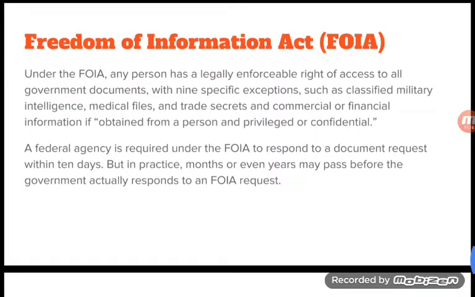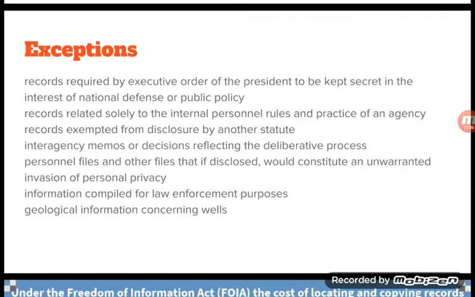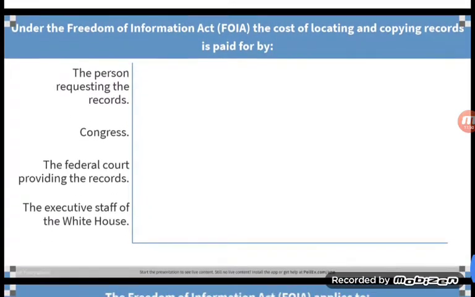Freedom of Information Act. Under the Freedom of Information Act, any person has a legally enforceable right of access to all government documents with 9 specific exemptions, such as classified military intelligence, medical files, and trade secrets, etc. A federal agency is required under the Freedom of Information Act to respond to a document request within 10 days, but in practice it can often take longer than that to respond. Exceptions. Here are a number of exceptions. Records required by executive order of the president to be kept secret, in the interest of national defense. Definitely read through those various exceptions.